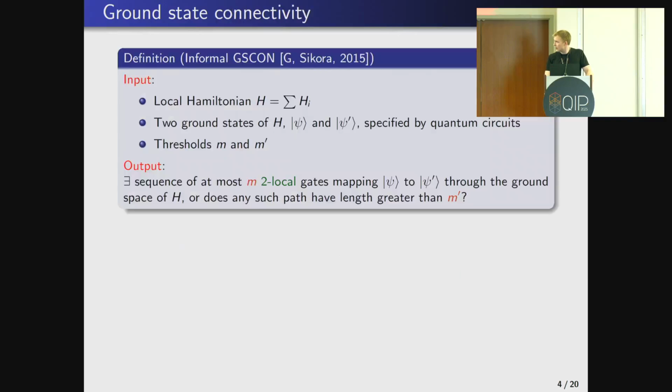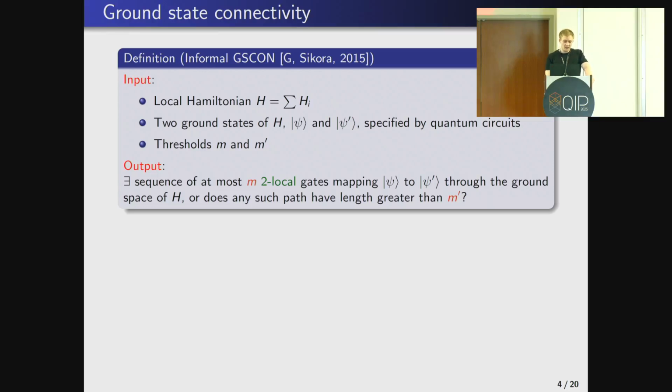Okay, then we can get started with the main problem we'll be looking at, namely ground state connectivity. In the problem ground state connectivity, or GSCon, we are given a Hamiltonian and two ground states, usually specified by quantum circuits, and we ask whether there's a path of two-local unitaries mapping one ground state to the other, such that every intermediate state in this path is still a ground state. So you have the starting state, you apply two-local gates, and every state that pops out of that is supposed to still be a ground state.